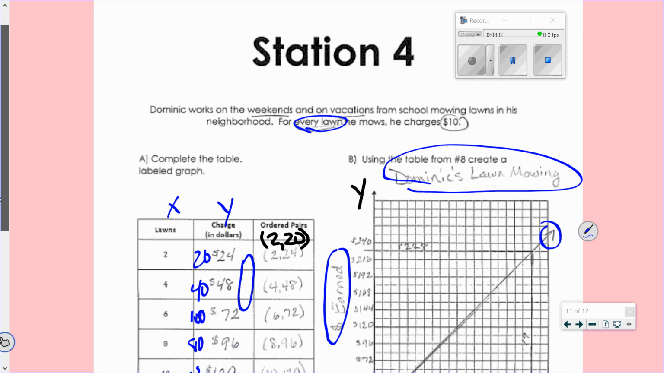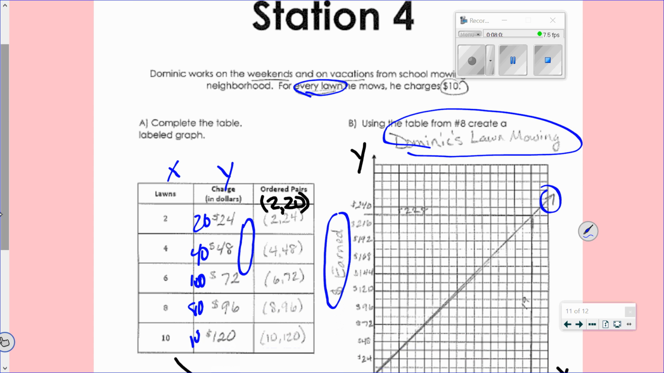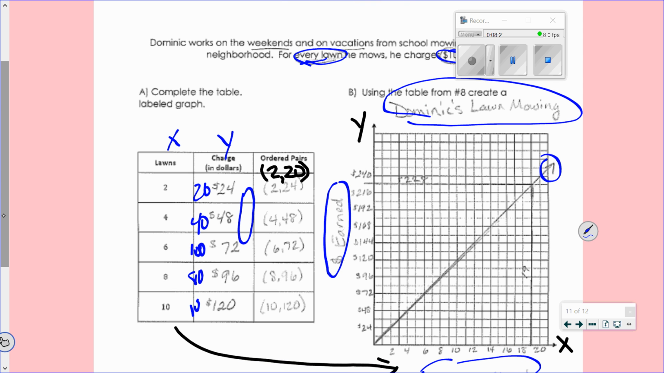Okay. I will admit to a little Freudian slip. You guys may have a little more information on this than I had intended you to get. So for here it says, for every one he mows, he charges $10. Okay? So, the key is, what did they start your table at?